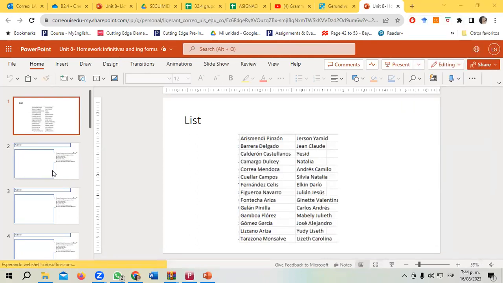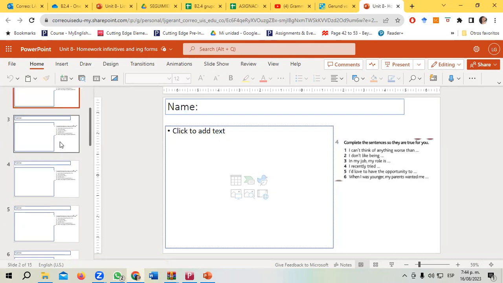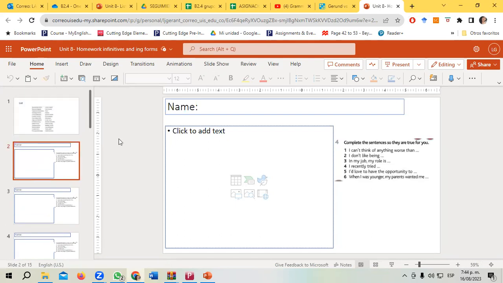It's just some extra practice for the infinitives and the ing forms. I put here the list and the number of slides, so make sure that you write in the correct slide, okay? You have 6 sentences, so you complete them. I can't think of anything worse than... I don't like being... In my job, my role is... I recently tried... I love to have the opportunity to... When I was younger, my parents wanted me to... So complete it using either the infinitive or the ing form with your own ideas, okay?